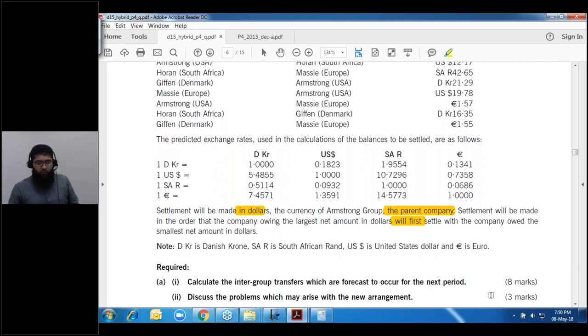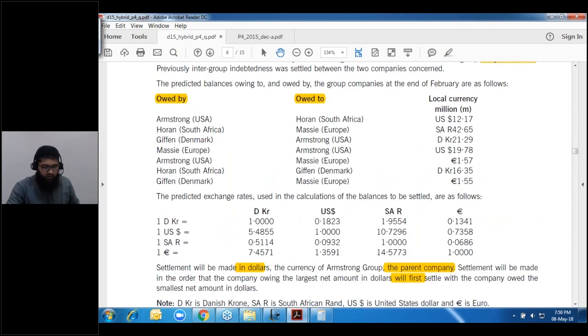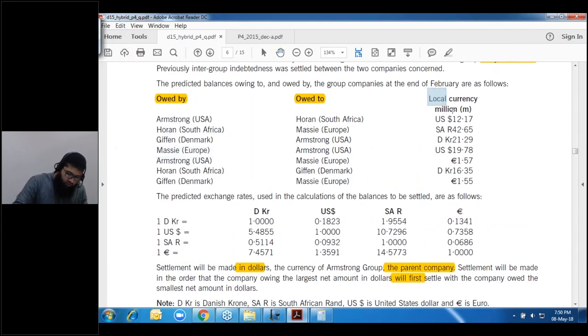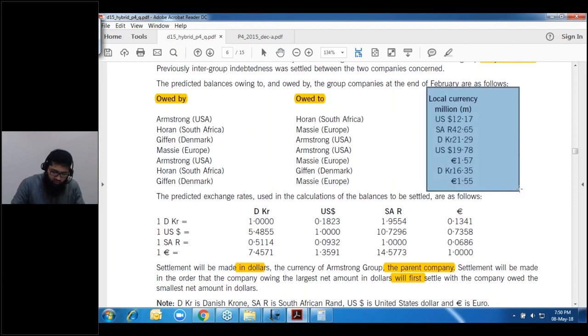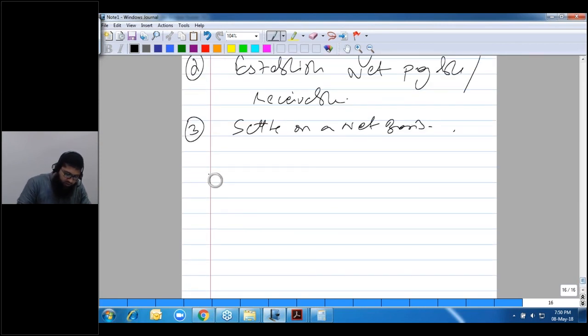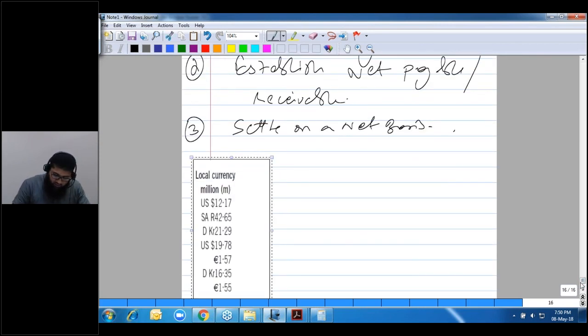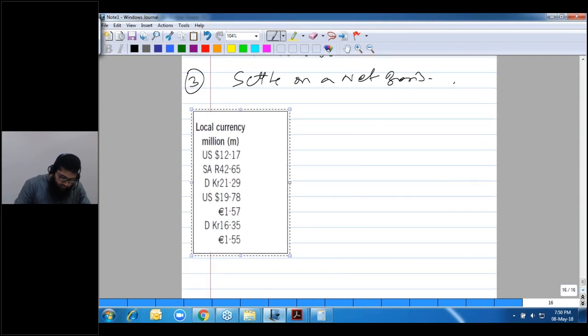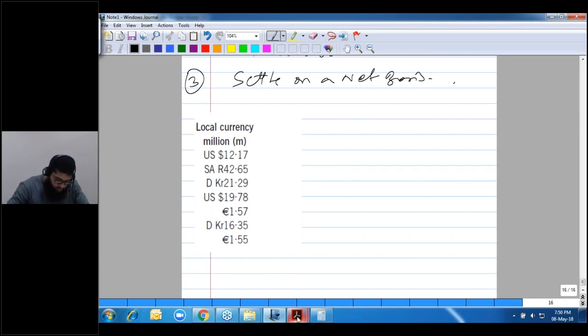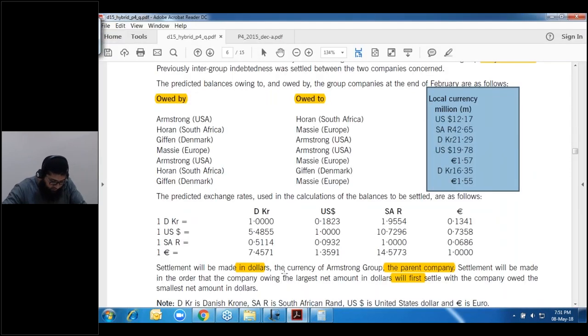So the first thing we need to do is convert all these transactions into dollars, because until you convert these transactions into dollars, it is not going to be easy. I have written the transactions here. Now we need to convert them into US dollars. So what are we going to do? We're going to use these exchange rates.